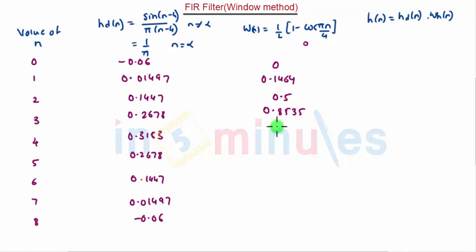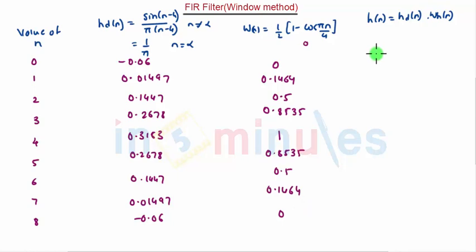And finally, when n is equal to 4, it would be cos pi. Cos pi is minus 1. So 1 plus 1 is 2. That would give us 2 divided by 2, that is 1. And again we write the same values down.